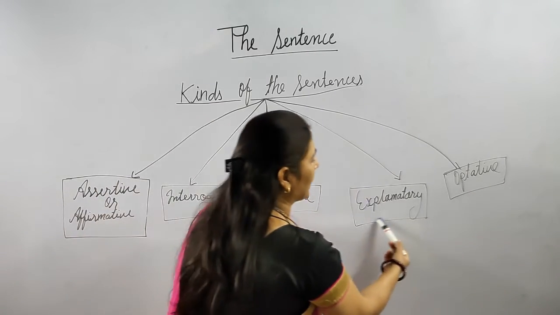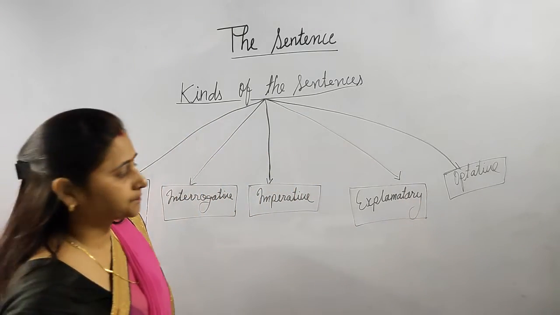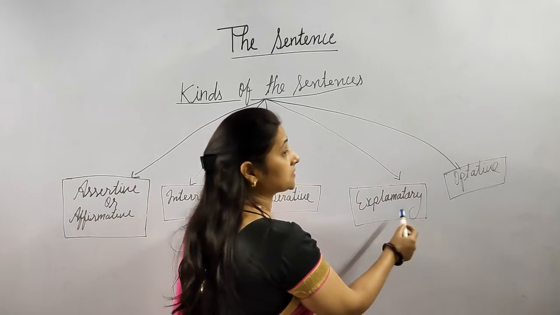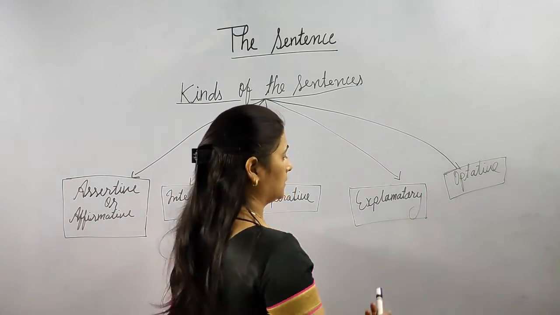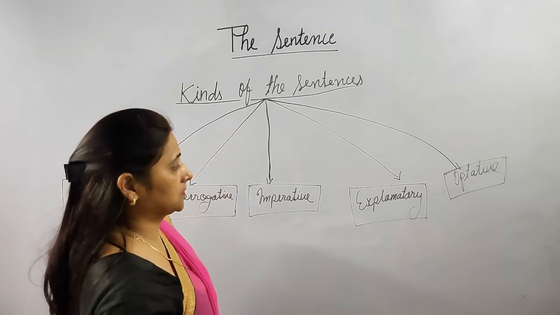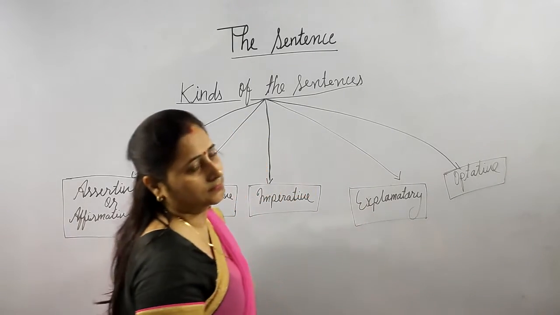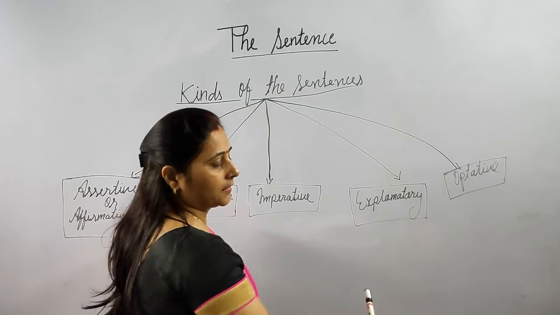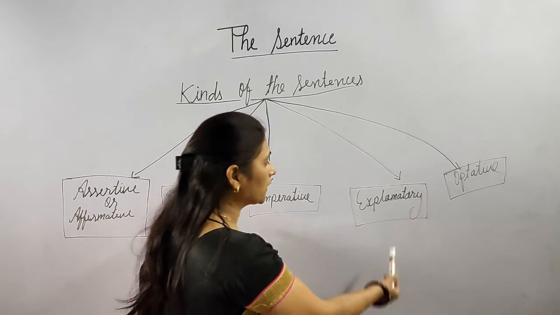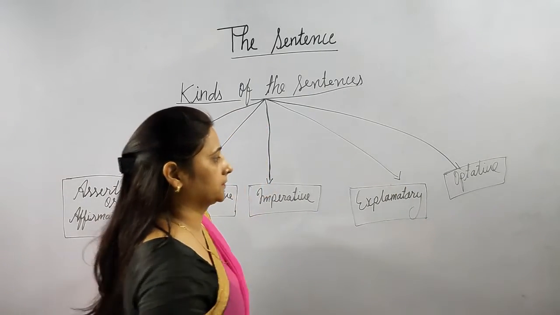Now look at the next kind of sentence, the exclamatory sentence. A sentence that expresses a strong feeling is called an exclamatory sentence. Like, what a great novel this is. It is an exclamatory sentence because it is expressing a strong feeling, a strong desire.